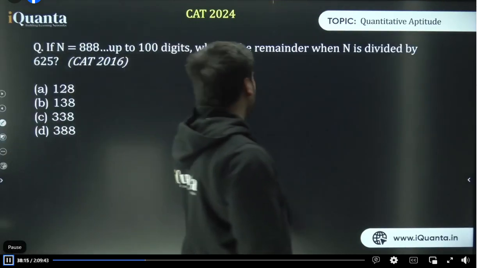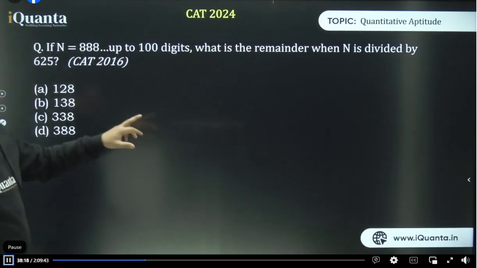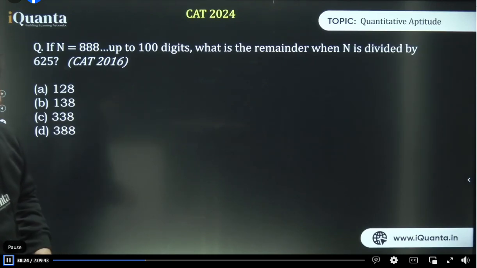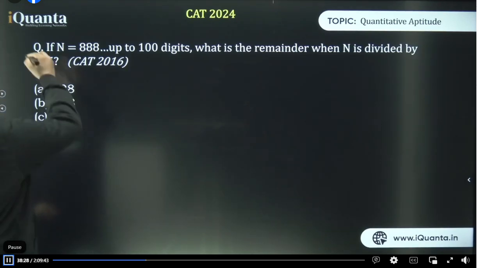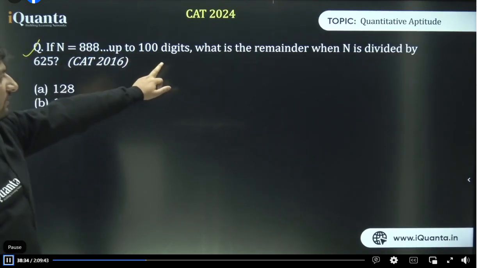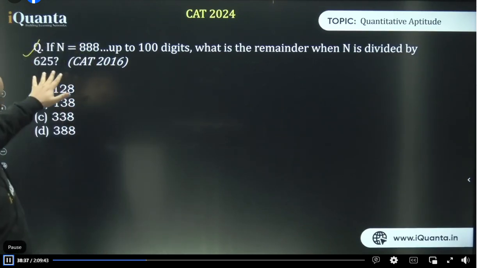So we have this question now, okay? This is a question which is slightly complex. Yes, Prerna, camera cleaning, because we want the class to be crystal clear, okay? So the question is: if n is 8888 and this is repeating up to 100 digits, what is the remainder when n is divided by 625?